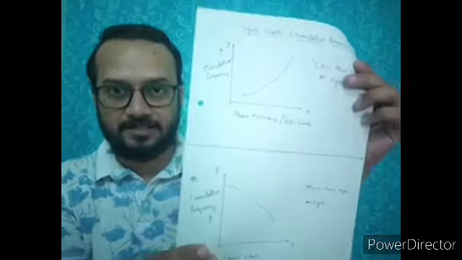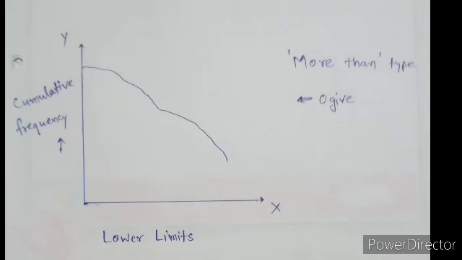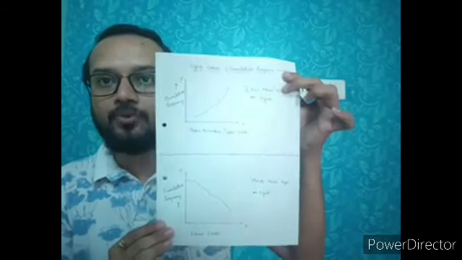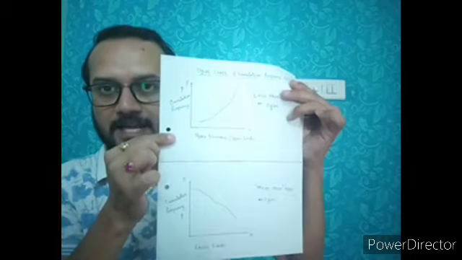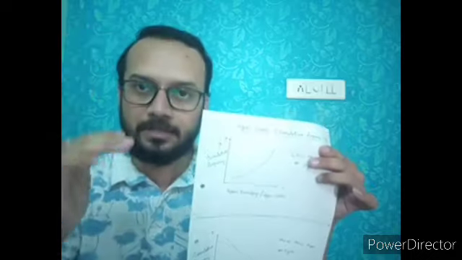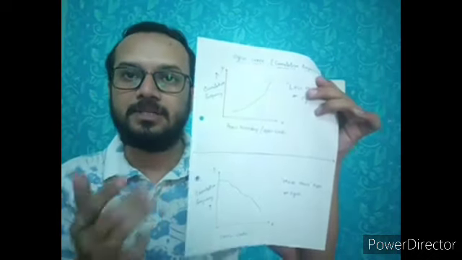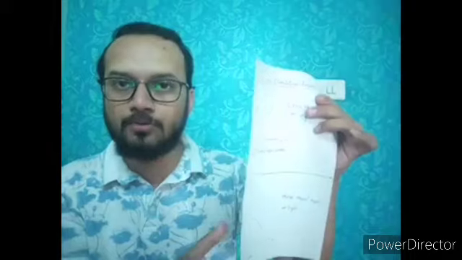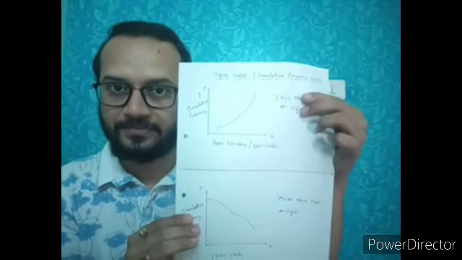Now the other is more than type OGIVE. In case of more than type OGIVE, we have to show lower limits on the x-axis and cumulative frequency on the y-axis. And the more than type of OGIVE will go downwards like this. So keep this in your mind. These are the shapes of OGIVE curves. The first one is less than type and the second one is more than type. Remember that less than goes with upper limit and more than goes with lower limit. So which limit you have to show on the x-axis, keep that in your mind.